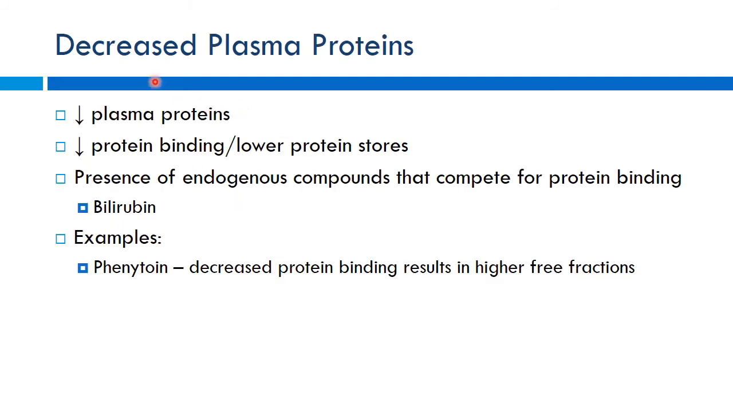Also, you can find early on they have decreased plasma proteins, which means there's less protein binding. This is usually due to the lower protein stores that they have, which means you can have extra distribution of certain drugs due to this. Also, you may have some competition for those binding sites. So bilirubin is a really big one, where you can have some interactions between certain drugs and bilirubin, especially in this first month of life.